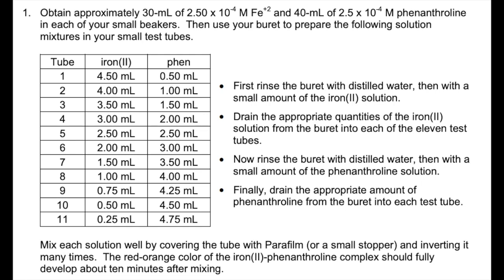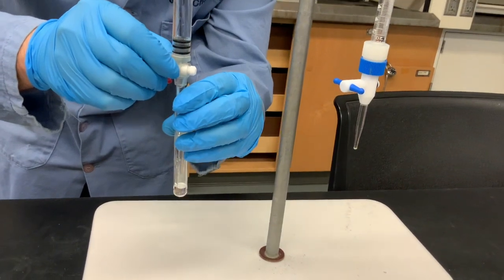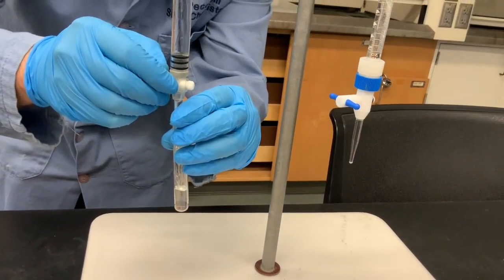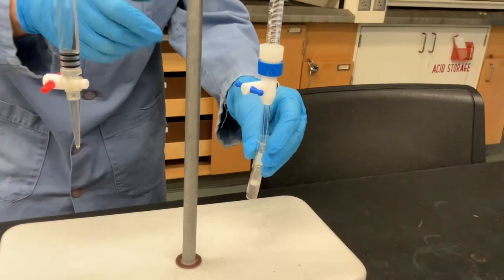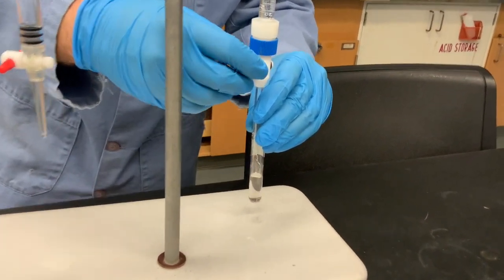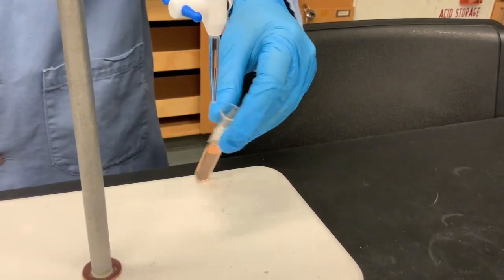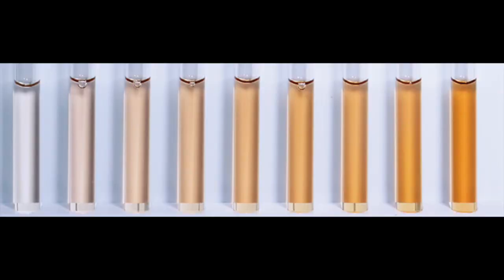The first step we do is mix different ratios of the two solutions as shown in the table in your lab procedure. To do this, we place each solution inside a burette and then release the correct volume needed for each solution into a test tube. We first start with the iron solution, followed by the phenanthroline solution. You can see the reddish solution, which is a sign that the complex ion between iron and phenanthroline is formed. Although not shown in this video, we repeat this process until all the solutions are made.